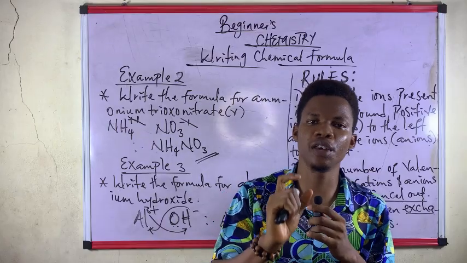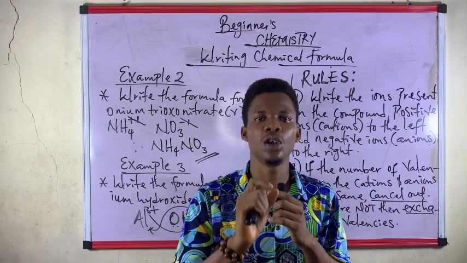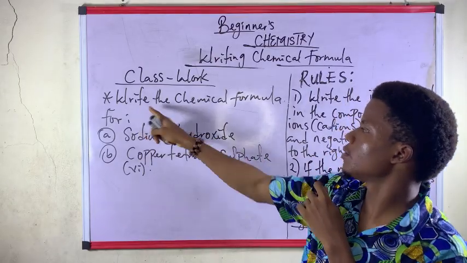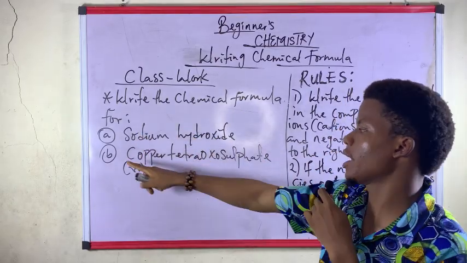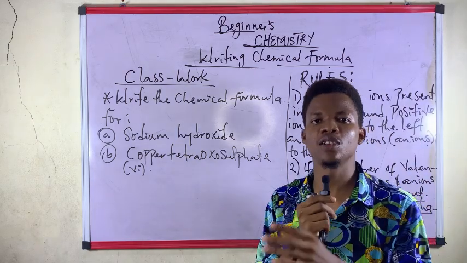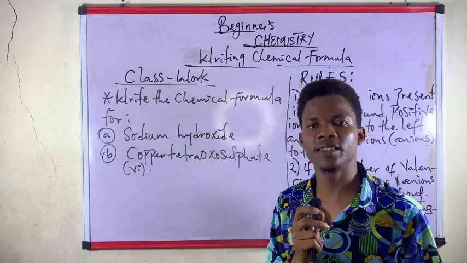All right, now I want to give you guys a classwork, and I want you to do it for me. This is your classwork. Write the chemical formula for sodium hydroxide, copper tetraoxosulfate 6. Please do this and drop your answer in the comment section.